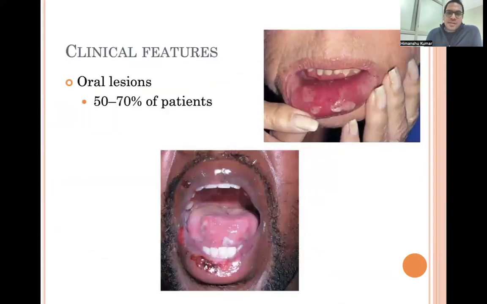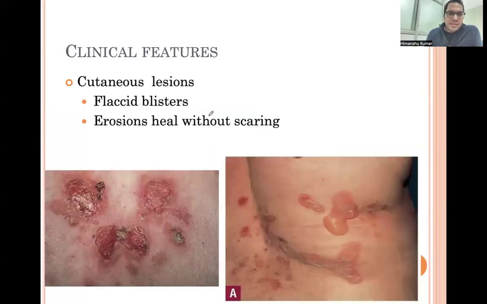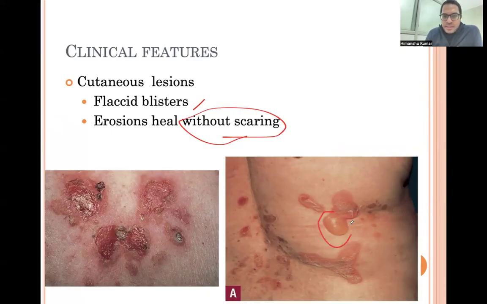All right. So clinical features, oral lesions occur in 50 to 70% of patients. So we're discussing pemphigus vulgaris. Oral lesions are most frequent. Then cutaneous lesions can also be seen in up to 30 to 40% patients. These are classic, meaning very easily rupturable bulla. Then erosions heal without scarring. So there is no scarring, mainly some pigmentation. So we see these blisters, these bulla, and then we see these erosions. The distribution is mainly on the trunk and flexures of upper limbs.